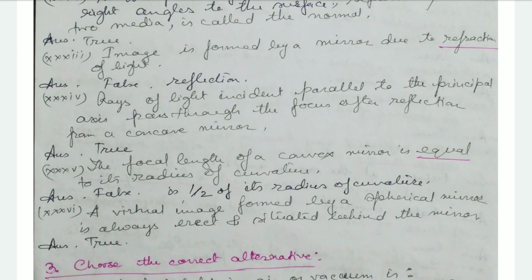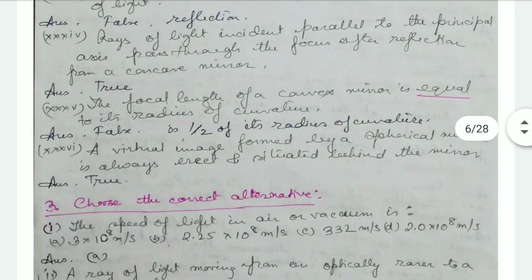Rays of light incident parallel to the principal axis pass through the focus after reflection from a concave mirror. That's true. The focal length of a convex mirror is equal to the radius of curvature. False, it is half of its radius of curvature. A virtual image formed by a spherical mirror is always erect and situated behind the mirror. That's true. Okay, so I'll stop here.